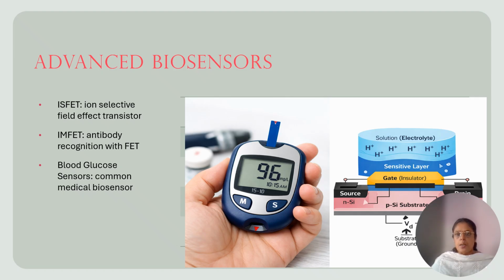So in this picture, the field effect transducers provide rapid, miniaturized, highly sensitive measurement. So that is commonly used in pH sensing and medical diagnosis. Next one is the immunologically sensitive FET, which is used in antibody recognition with the FET technology. So it gives highly specific detection of antigens. So it is also used for disease diagnosis.